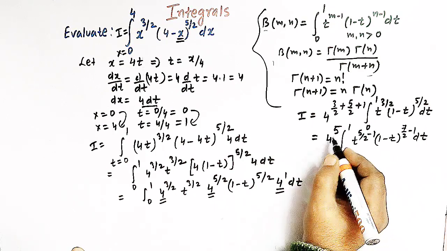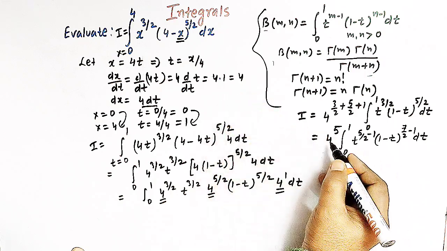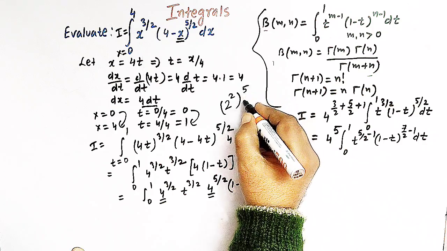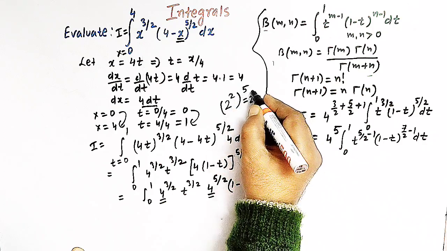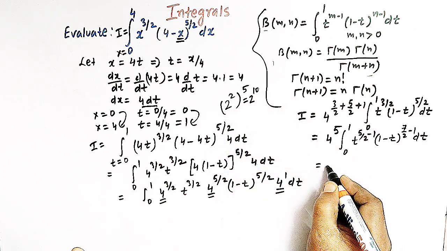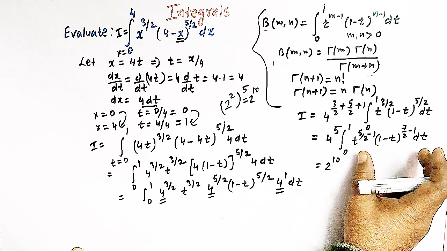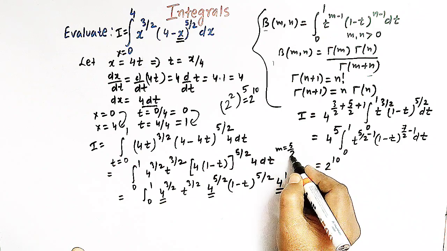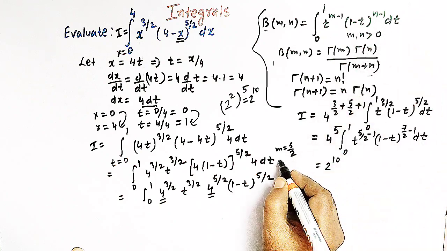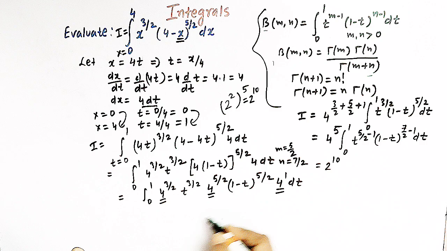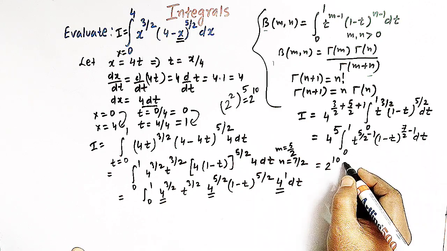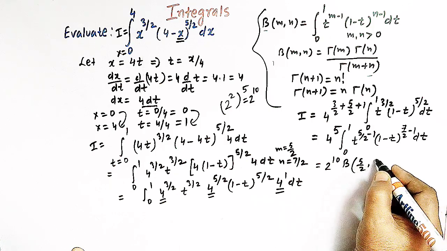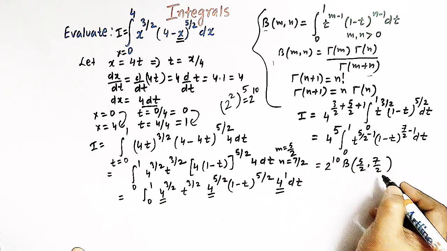So now 4 raised to 5 can also be written as 2 square raised to 5. So we have 2 raised to 2 times 5, which is 10. So here we have 2 raised to 10, and here the value of m is given by 5 by 2, and the value of n is given by 7 over 2. So this integral is now equal to the beta function, that is beta 5 by 2 comma 7 over 2.